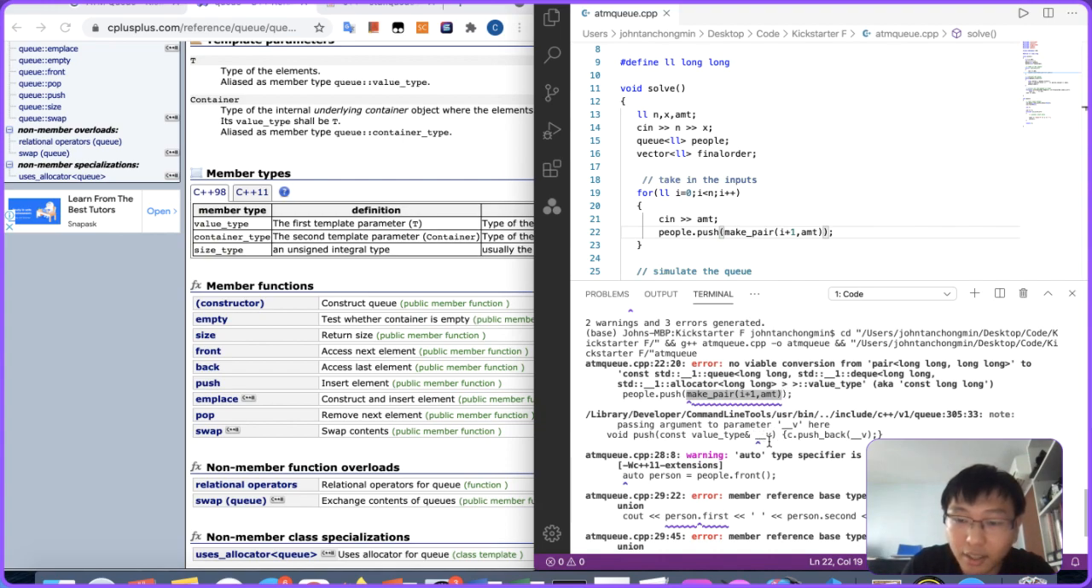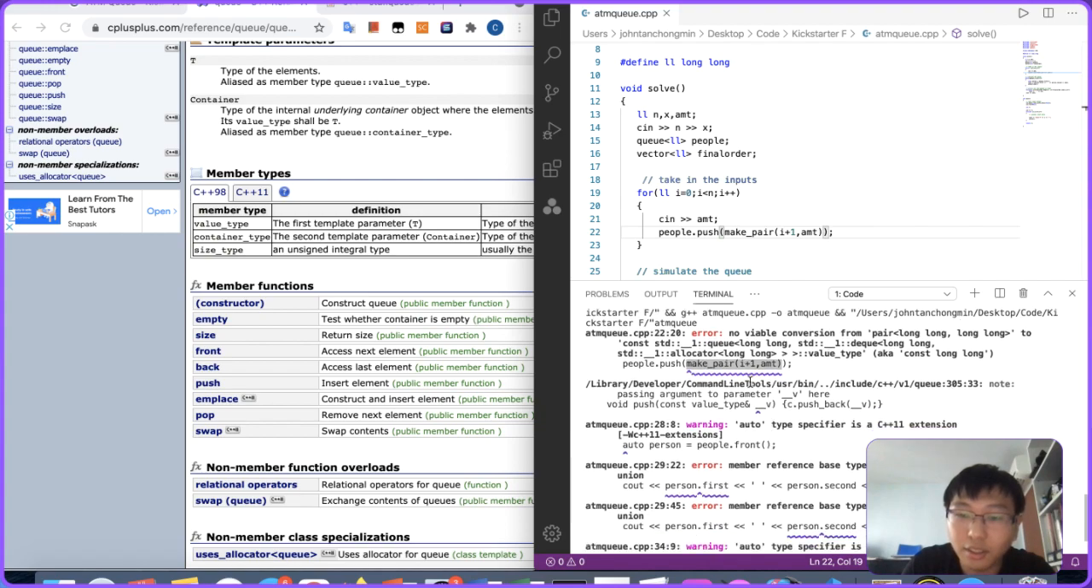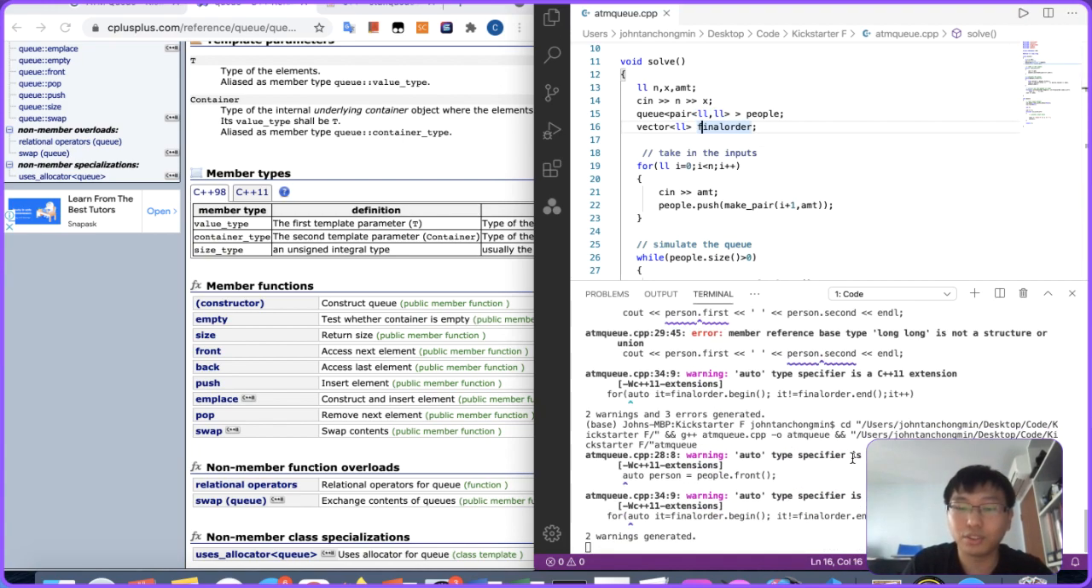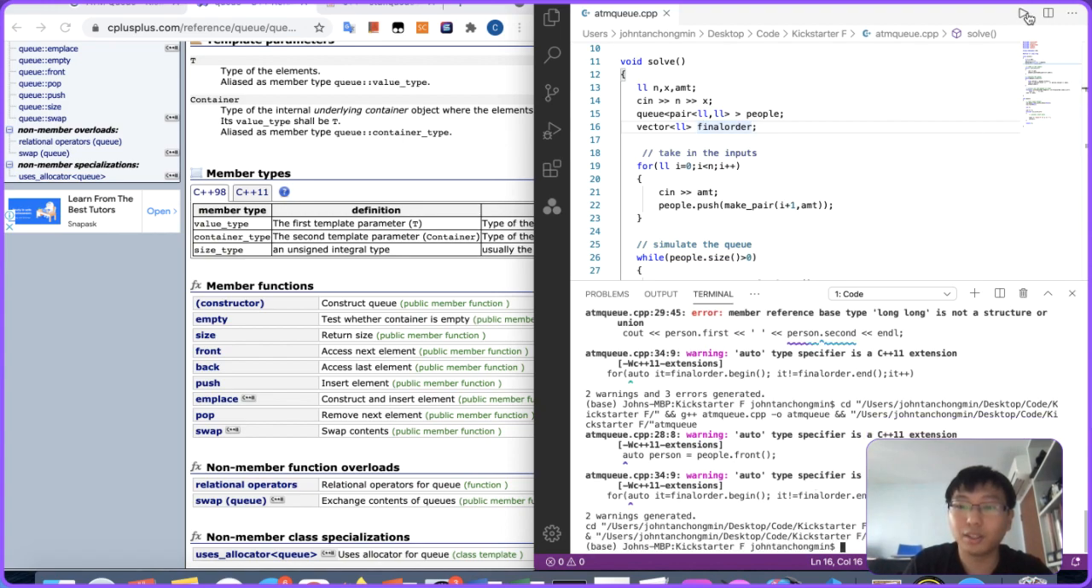Okay, so the problem is here. The queue structure is long long, but over here it should be pair long long long long. This is a bit confusing, but this means that it is a queue of pairs, and that should work now. Let's try running the code again. Okay, now it's working.